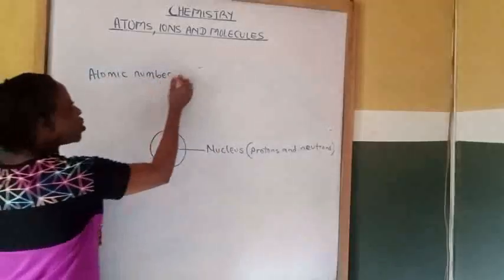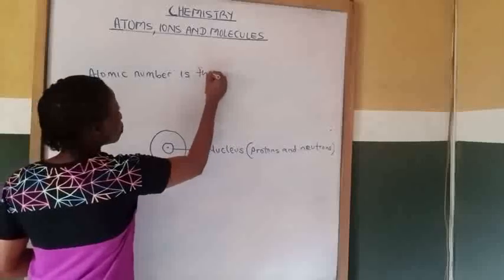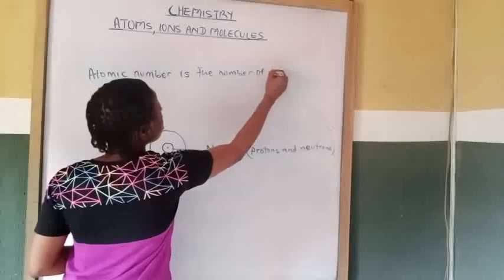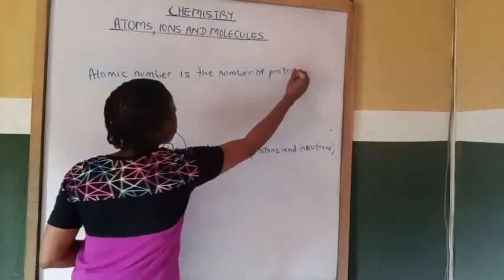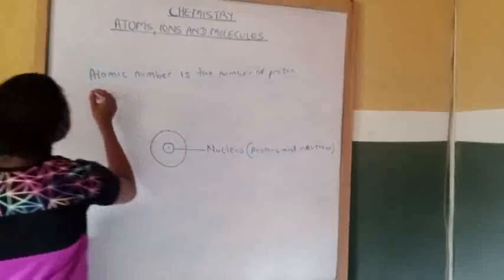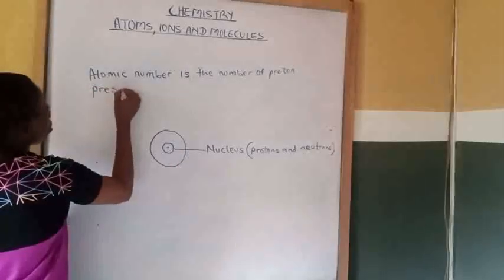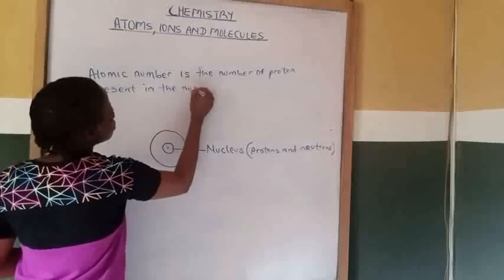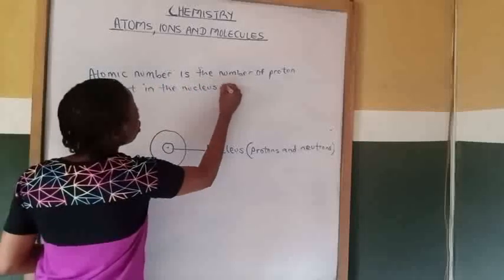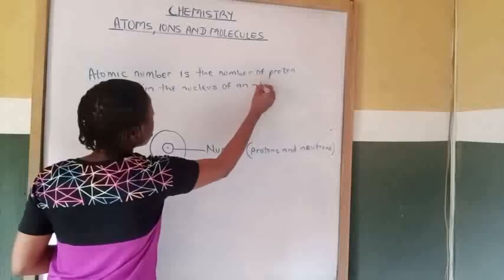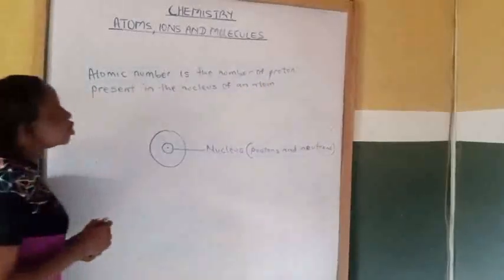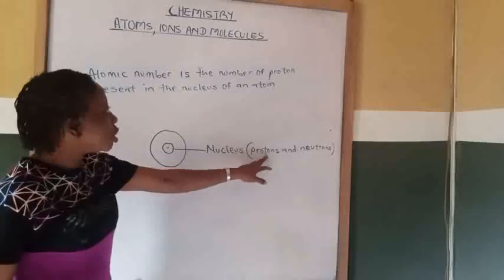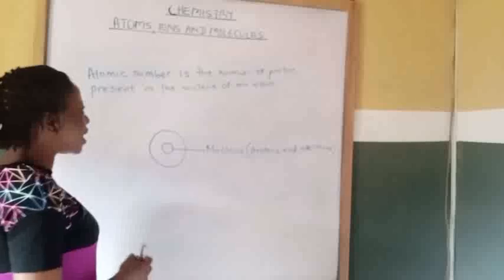So therefore, atomic number is the number of proton present in the nucleus of an atom. So atomic number is the number of proton present in the nucleus of an atom.